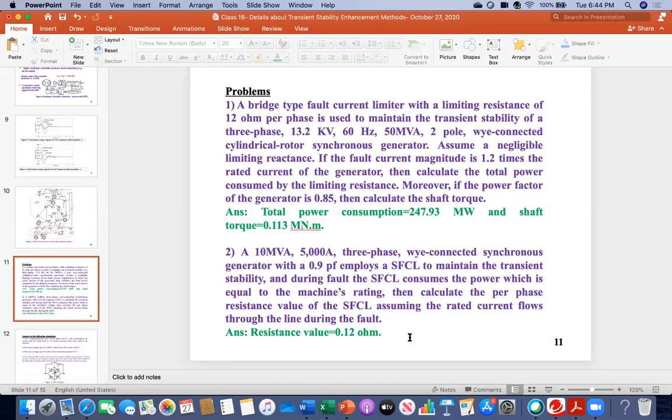SFCL is the traditional one, the very first one that we discussed today. It has some resistance, and that resistance will consume power, and consequently it will improve the stability. Now it says that SFCL consumes the power which is equal to the machine's rating. Then calculate the per phase resistance. So the first question is, what is the machine's rating? What is the power value of the machine?